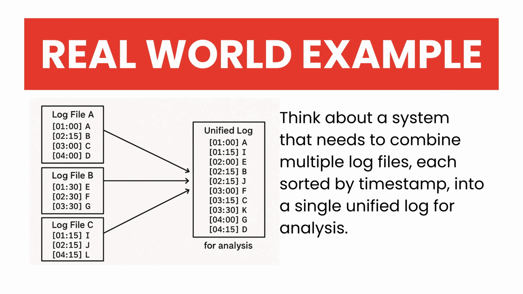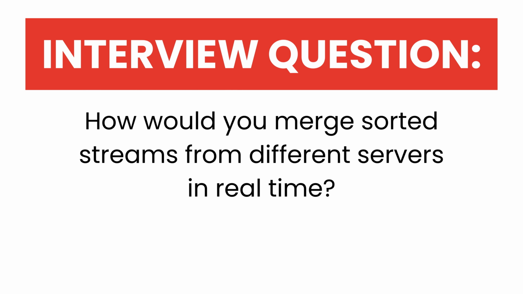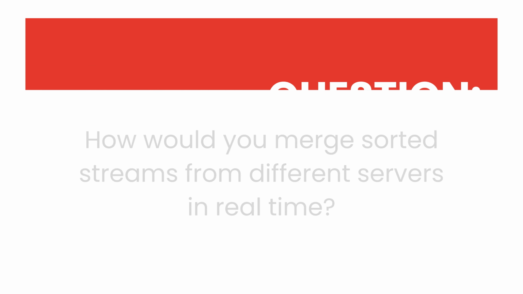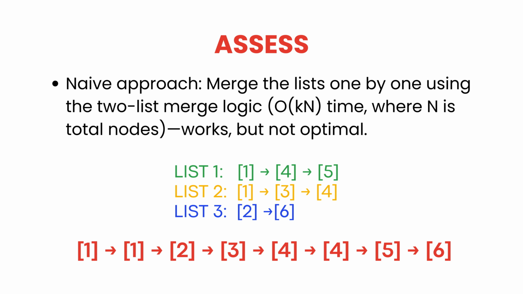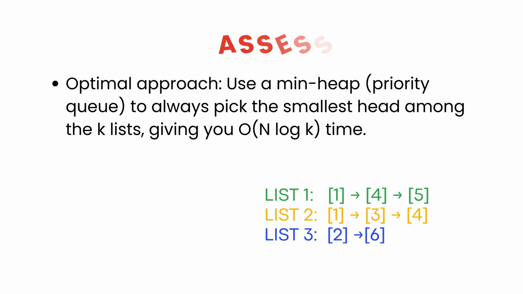Real-world example: think about a system that needs to combine multiple log files, each sorted by timestamp, into a single unified log for analysis. A classic interview extension: how would you merge sorted streams from different servers in real time? Let's assess it. What's tricky here? Naive approach: merge the lists one by one using the two-list merge logic. That's O(kN) time, where N is total nodes. It works, but it's not optimal.